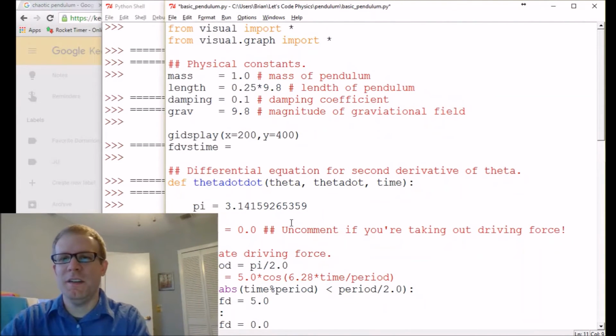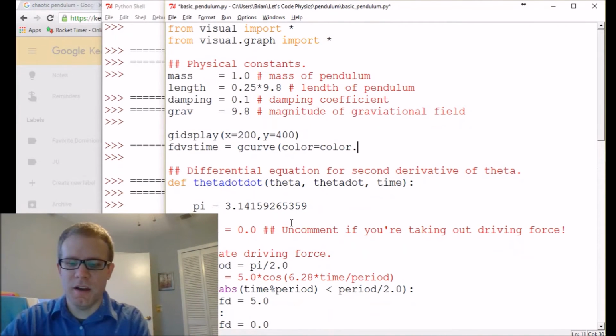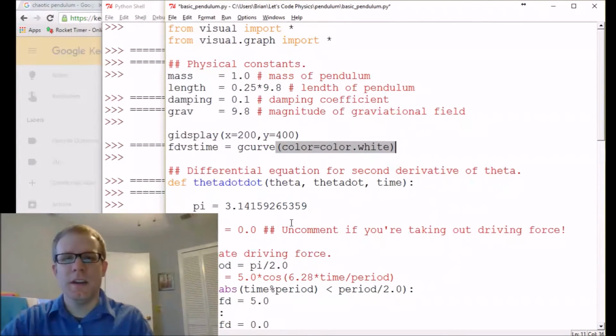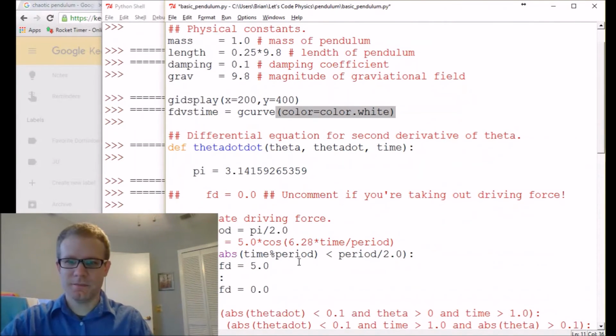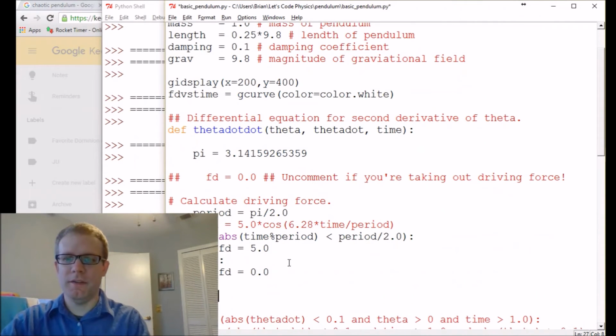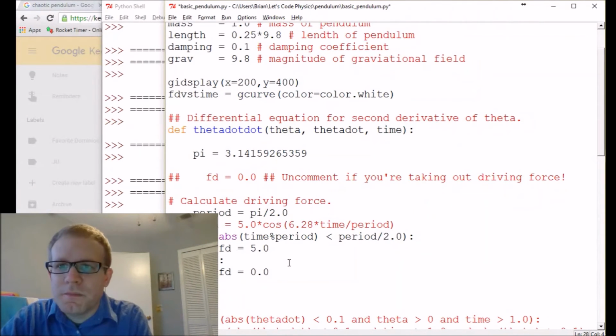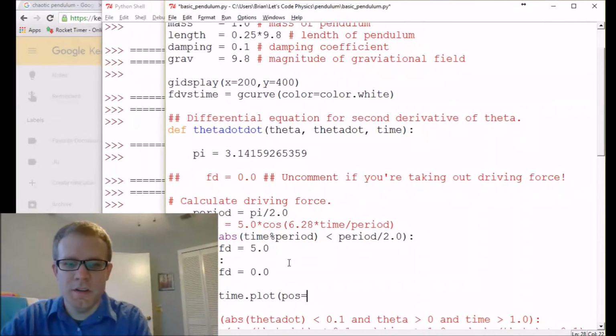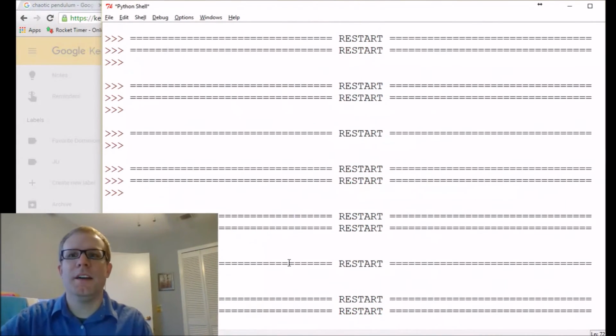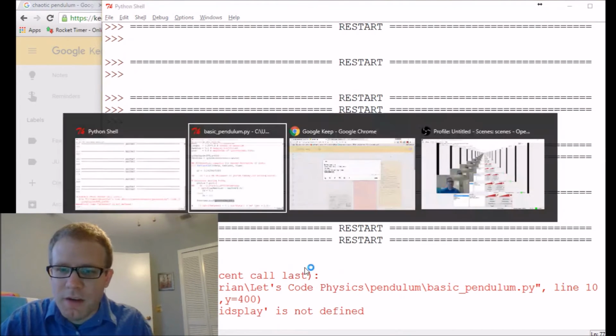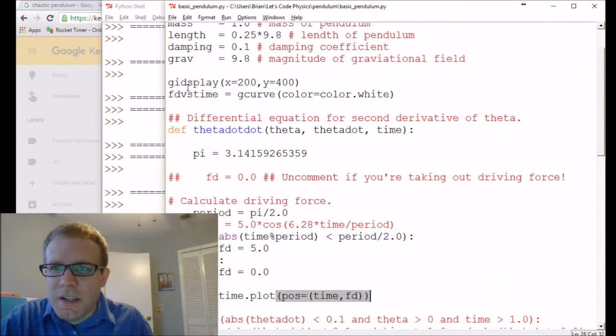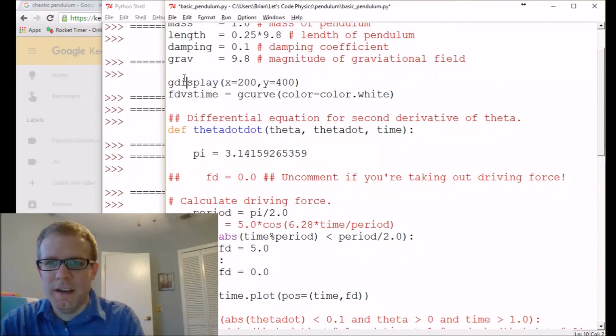FD versus time is going to be a G curve with color equal color dot, and let's make this one white just for distinguishing's sake. And then we'll have down here a FD versus time dot plot position. And this will be time and FD. This will just help us visualize when the kicks are happening. G-display.